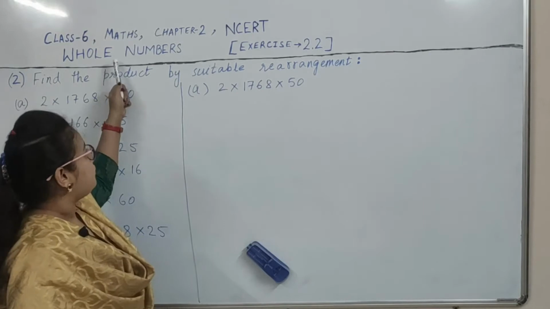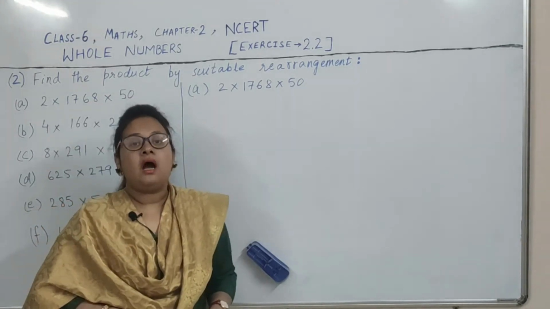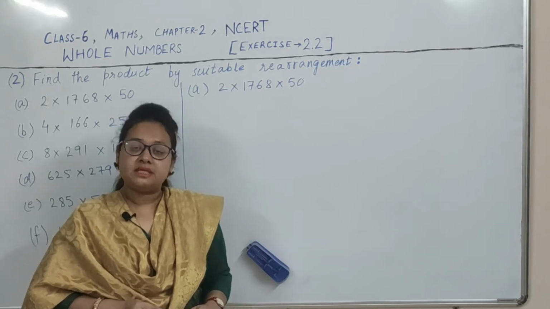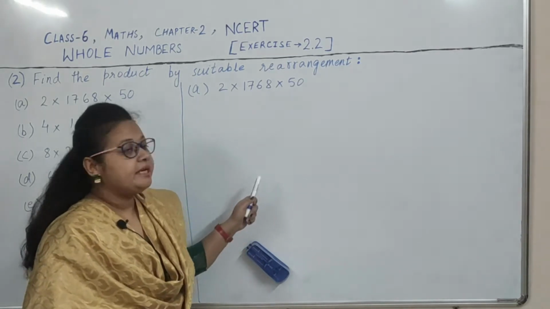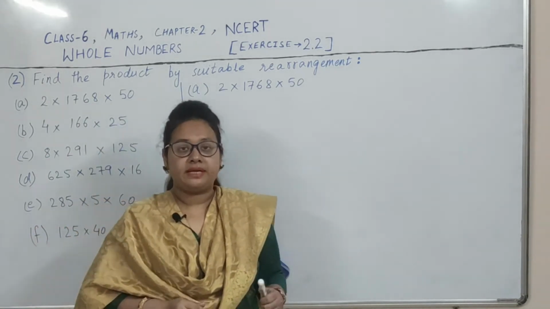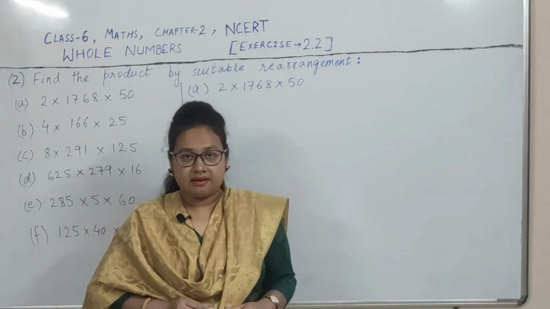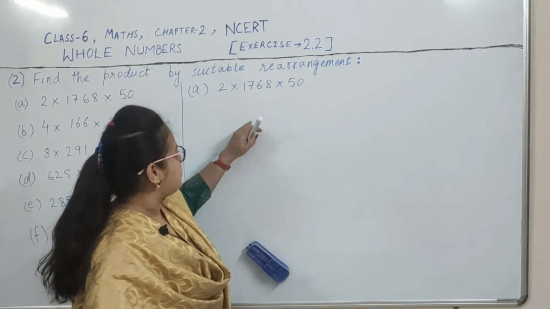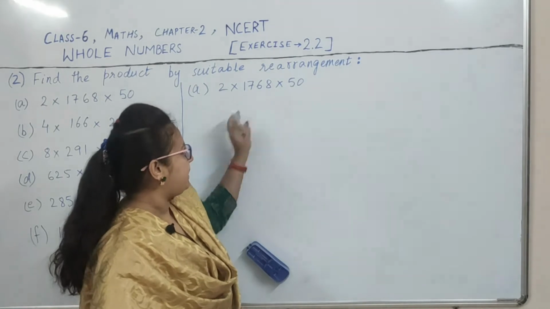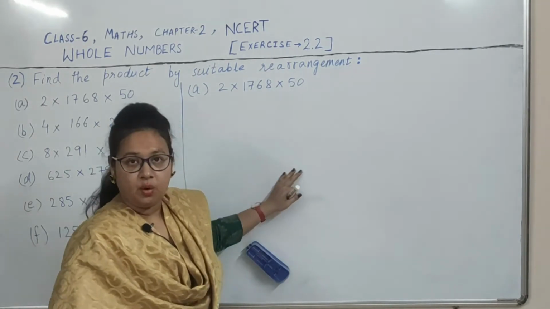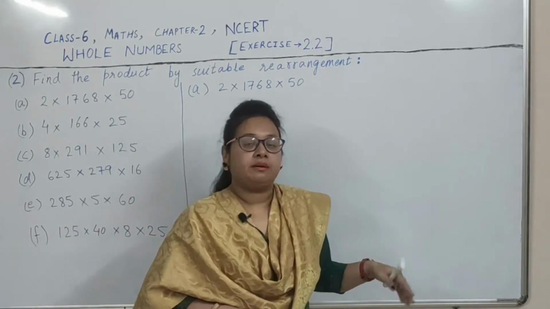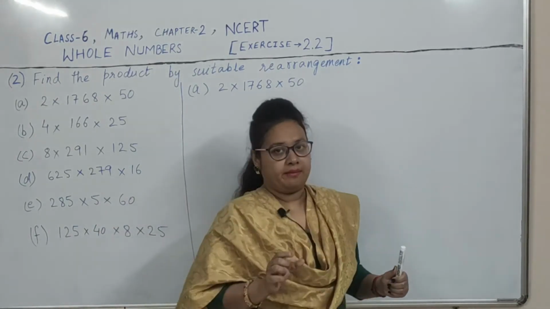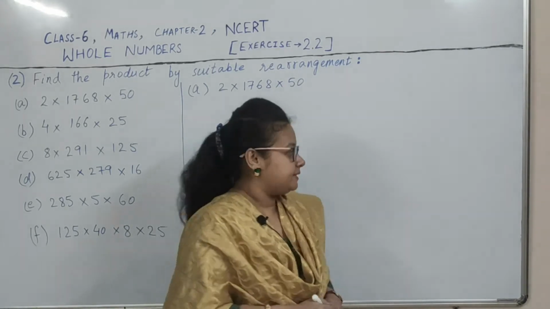In the introduction part of this chapter, Whole Numbers, we have learned how to rearrange the numbers and how to multiply them. There are properties of whole numbers which we have learned. I will explain those properties and how to make use of them in this question also. So this is the number. We are not going to multiply this into this, write the result, and then multiply that result with 50. No, we will not do that. We will rearrange the numbers by making use of some properties. So I will show you those properties with small numbers.